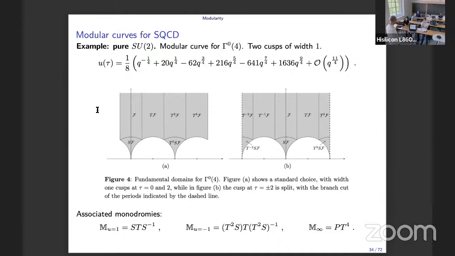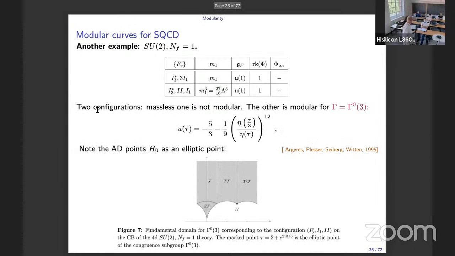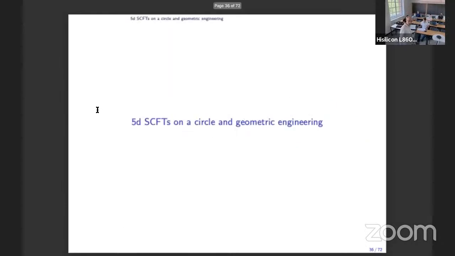So this gives a very visual picture of seeing which monopoles or dyons become massless, and where in this fundamental domain. Just 10 minutes for the 5D story. Okay, 10 minutes. So that's just another example, an example for SU(2) with N_f equal 1. That's the fundamental domain. Here there is an elliptic point, of type II, and that's the Argyres-Douglas theory. So you can also see those Argyres-Douglas points there.